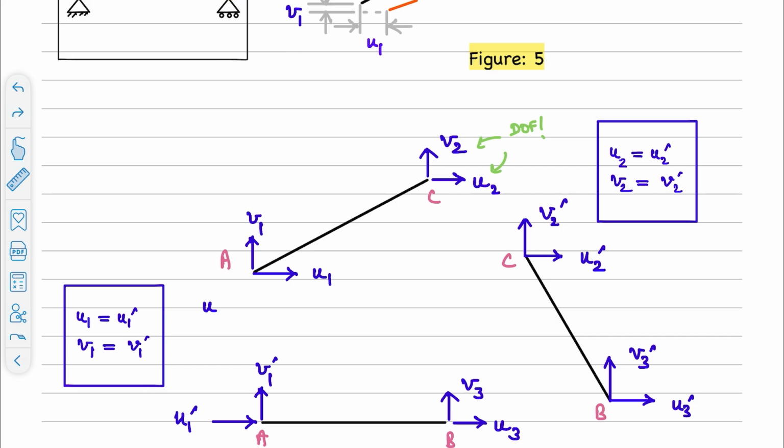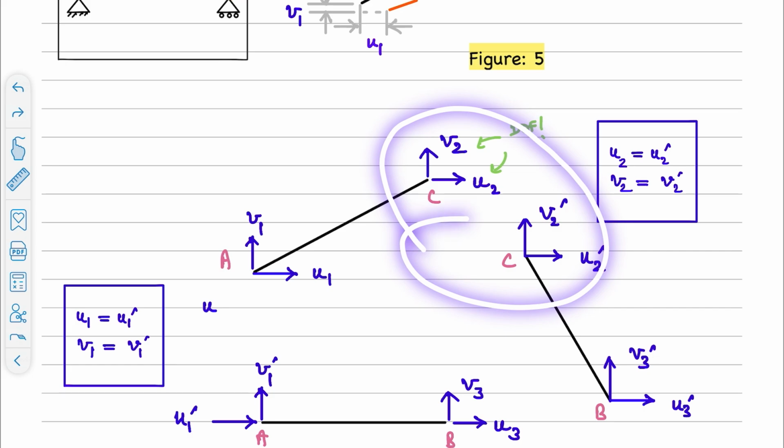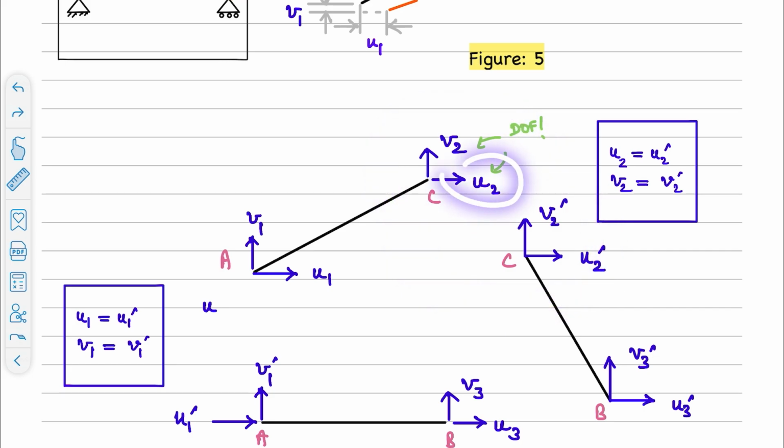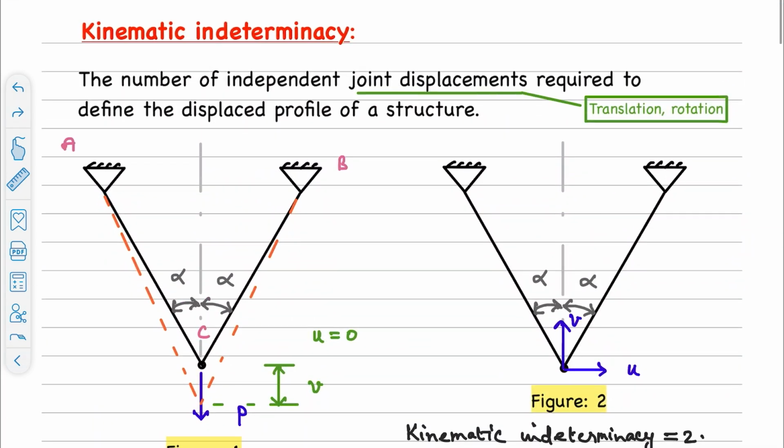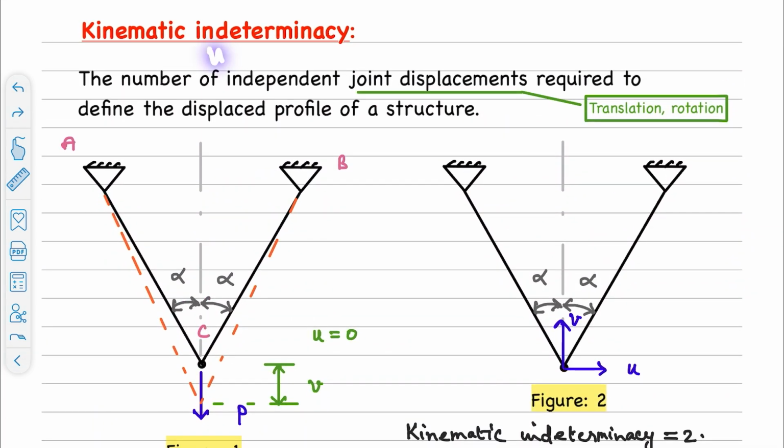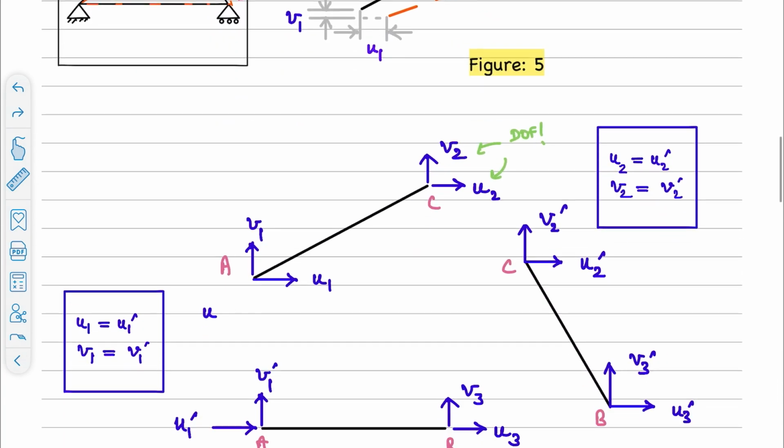Does that mean 12 is the kinematic indeterminacy? No. Why? Because at every joint, the members connected to them should move along with the joint. That means this U2 and U2 dash can't have independent values. That's what I have given as the definition. I have missed the word unknown here. Please consider unknown independent joint displacements. The number of them is the kinematic indeterminacy.